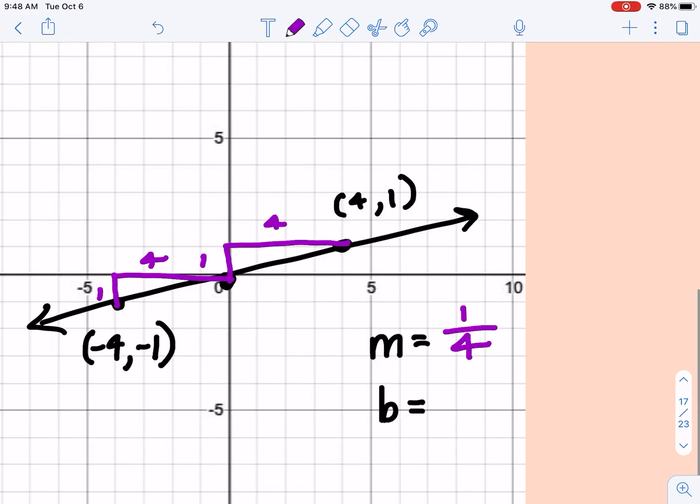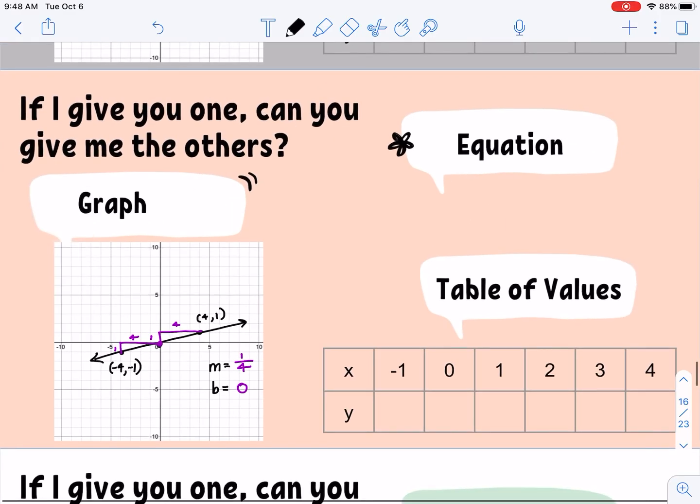I also notice that my line crosses the y-axis at 0, so my y-intercept is 0. From there, I feel pretty confident about my equation. I think my equation should be y equals 1/4 x plus 0. Now, I don't have to write that plus 0, because if I'm like, hey, I have 2 kids plus 0 kids, that would be weird. I would just say I have 2 kids. So you don't have to write plus 0, but if you do, I will not mark you wrong.